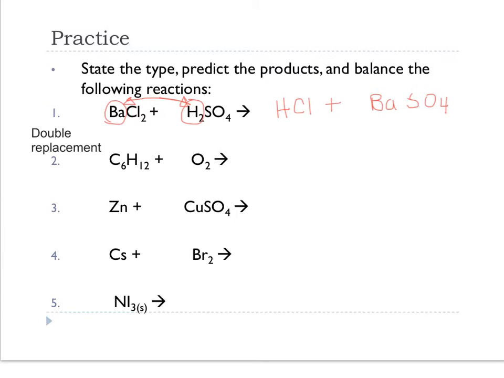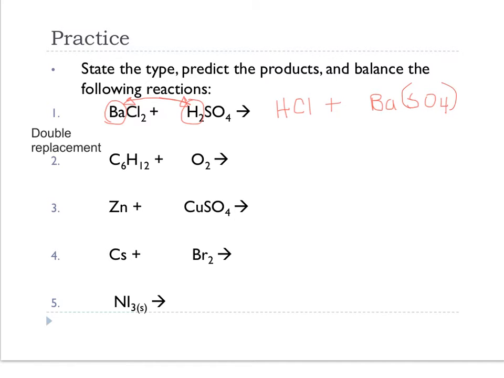I'm going to do the same thing with barium. Barium is in the 2A column. It has a +2 charge. If I look up the sulfate polyatomic ion, SO4, it has a -2 charge. So in this case, I only need 1 barium and 1 sulfate to get a total charge of 0. And so BaSO4 is the correct formula.